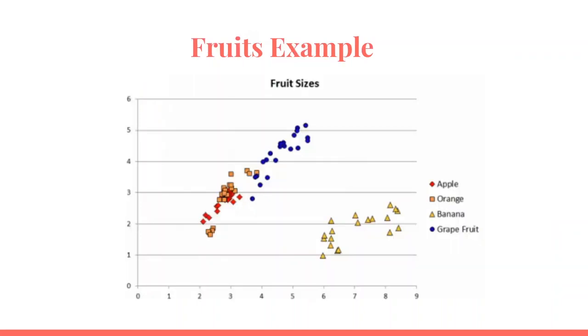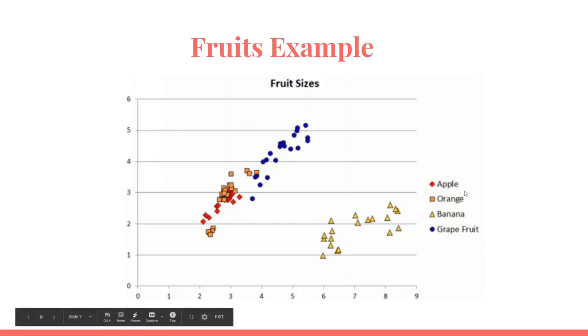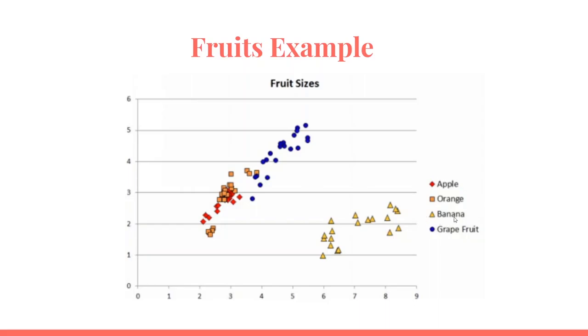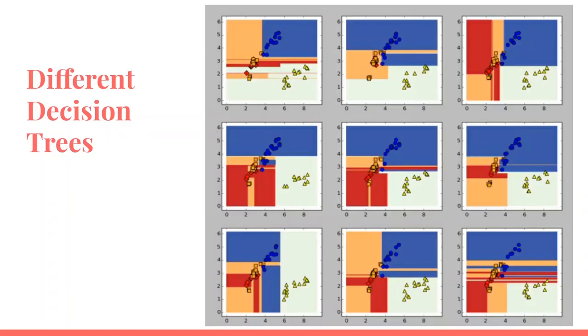So going back to the fruits example, you can see that we have plotted our fruits in an n-dimensional space here. So the square ones are oranges, the diamond ones are apples, the circled blue are grapefruits, and the triangle ones are bananas. Now if we try to classify these fruits using different decision trees, we get this result. You can see that we have different decision trees which are marking different areas for different fruits. So it is marking the top left area for oranges in this case, whereas in the second decision tree, it is marking the top left area for grapefruits. So basically, decision trees classify the complete n-dimensional space into different categories.